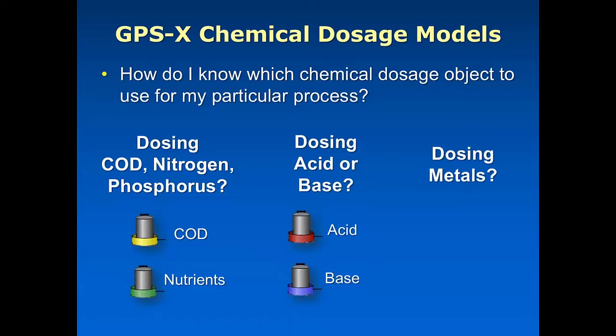And then also, if you're going to be dosing metals such as iron or aluminum for doing phosphorus removal, then that's where you use that inline object that I have. So if it's carbon, nitrogen, phosphorus, or an acid or a base, you look in the influent panel, or you look in the primary treatment one if you're going to be dosing a metal.